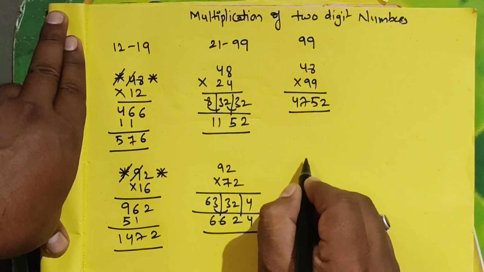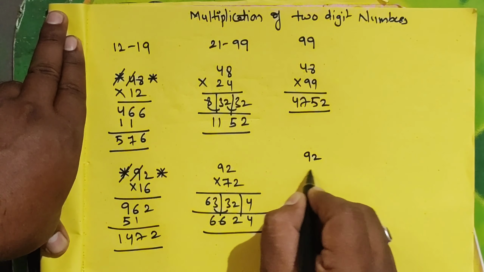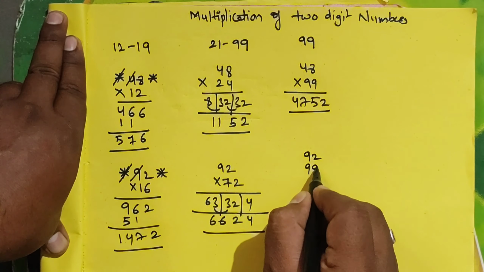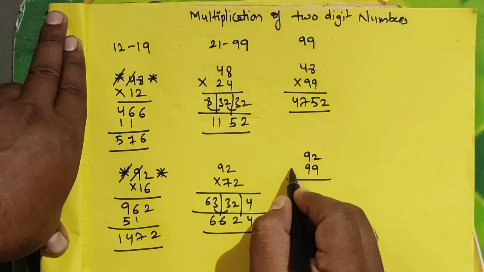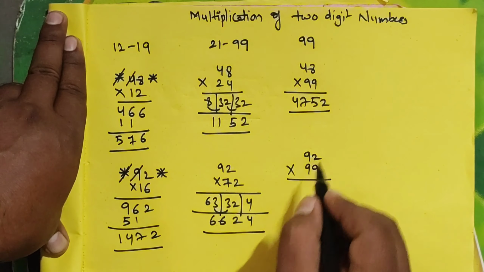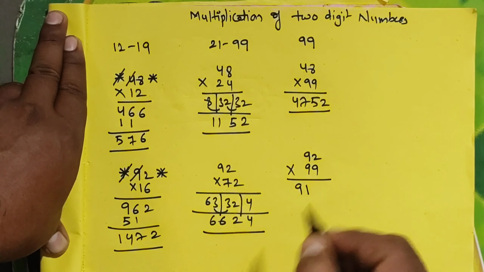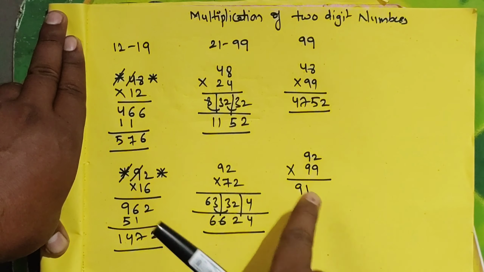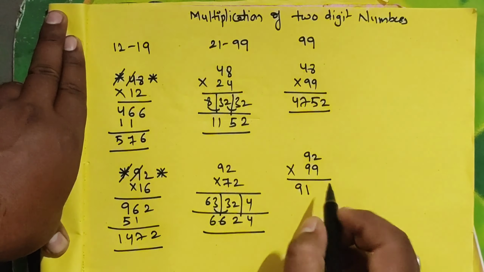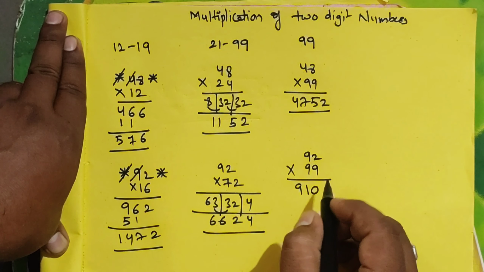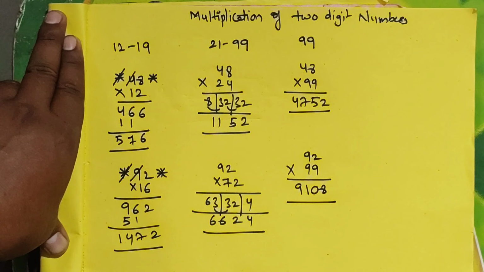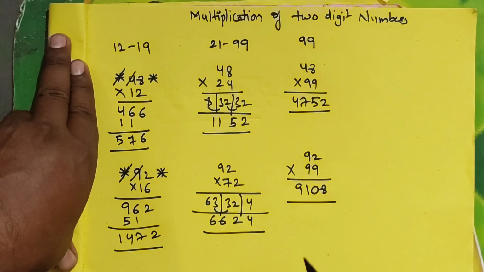In the same way, I'll take one more example here, 92 and 99. To multiply with 99, we have to take 1 less than this number, therefore it becomes 91. Then subtract from the 9. So 9 minus 9 becomes 0. Then 9 minus 1 becomes 8. This is the answer.